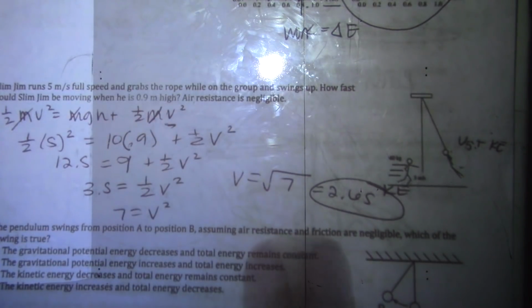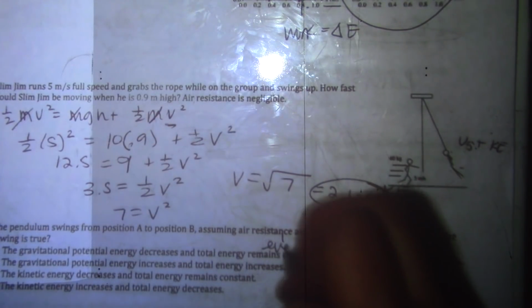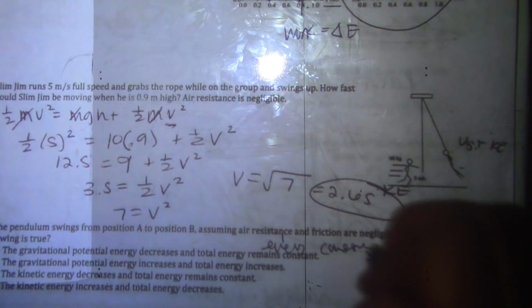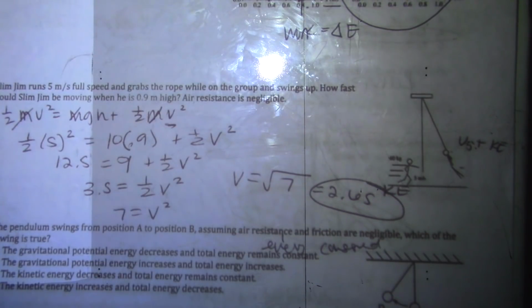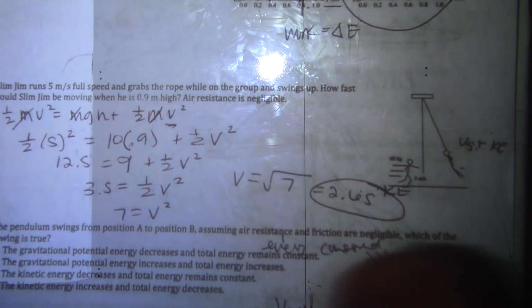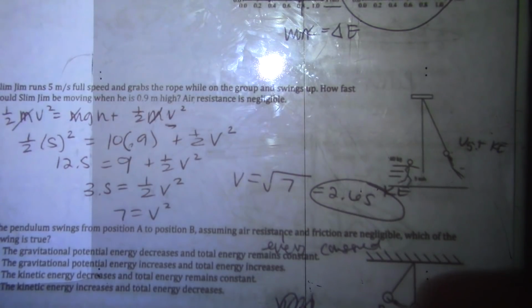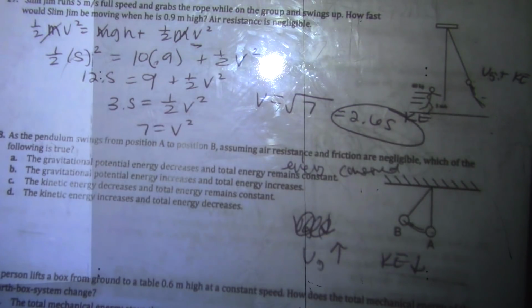Here, air resistance and friction are negligible, which means that energy is conserved. As I go from A to B, as you're going up, your potential energy should be increasing, you're going higher. Your kinetic energy should be decreasing, you're getting slower as you move up. And your total energy should be staying the same. So C, KE decreases and total remains the same.